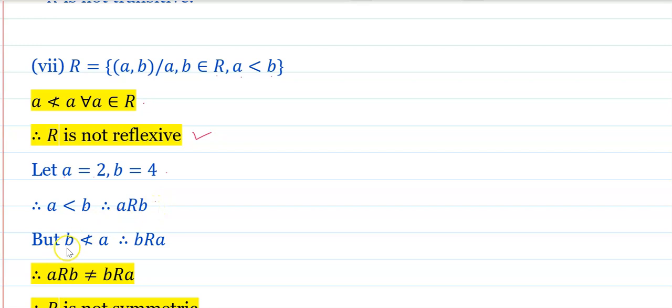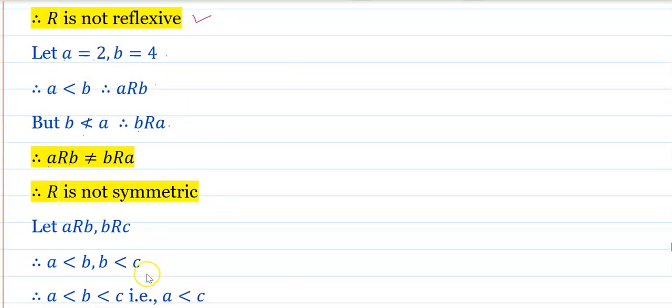But what about B R A? That means B is less than A. Yes, it is not possible. And therefore B R A is not possible, and hence A R B does not imply B R A. Hence R is not symmetric.